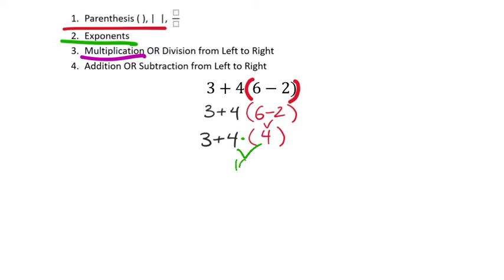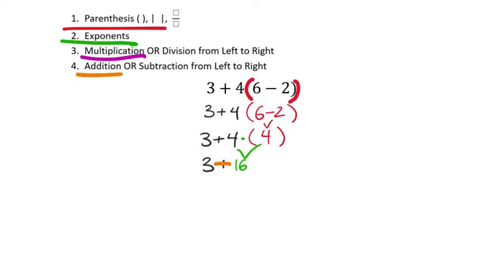4 times 4 is 16. So that takes care of the multiplication, and then I'm left with 3 plus 16. And just at this point, remember that this problem originally started with 4 different numbers, 3, 4, 6, and 2. We've now narrowed that into 2 different values, but we're going to narrow it even further into one value because our next operation is addition.